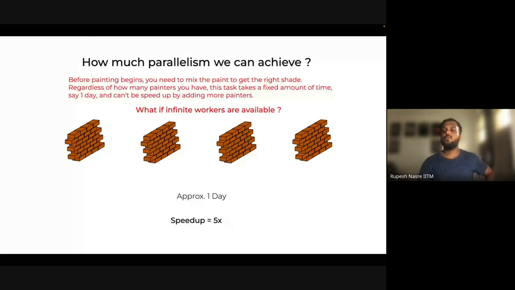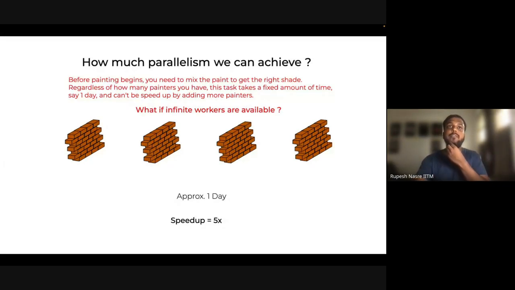Okay, so no answers. So see, we cannot get a speed up which is more than 5 times, right? Because of the constraint, which is to mix the paint to get the right shade. Whatever you can think of, the bottleneck will be the mixing of the paint, right? No matter what you do, it will take 1 day, right? So we cannot achieve speed up more than 5 times here.